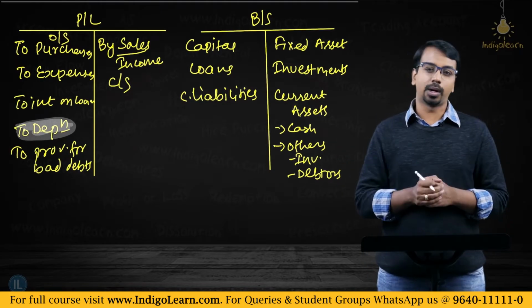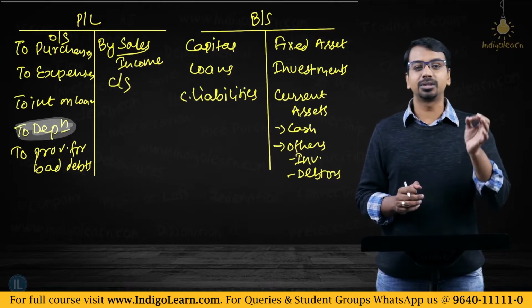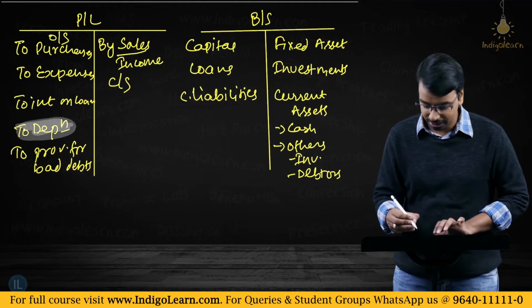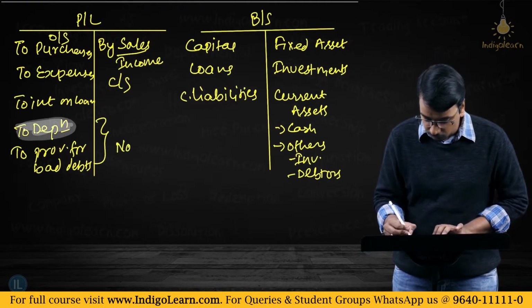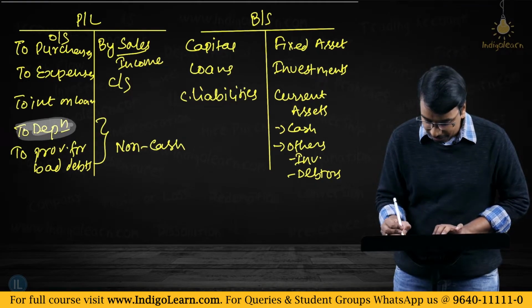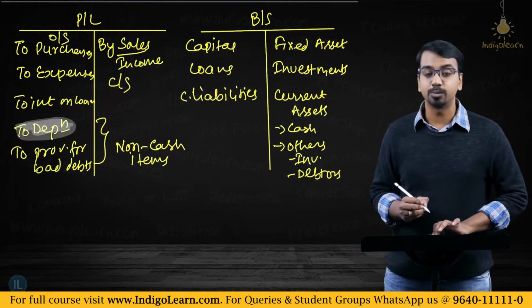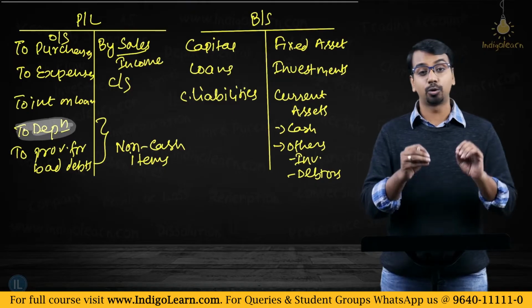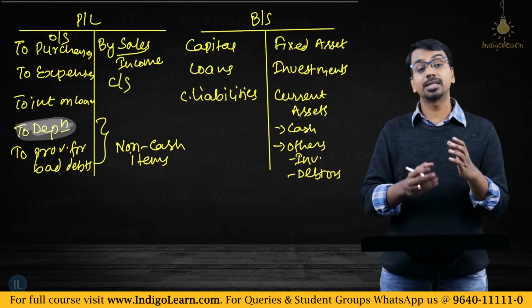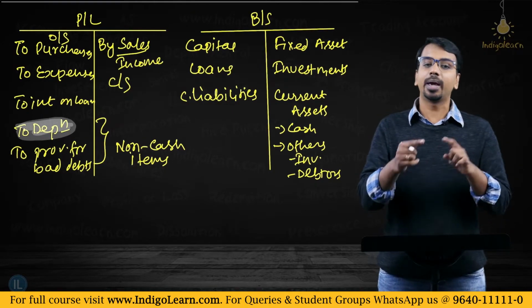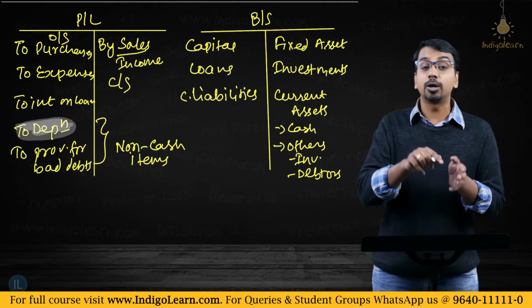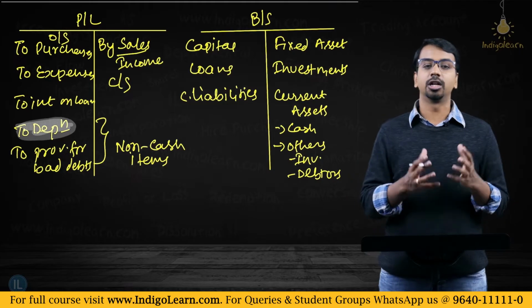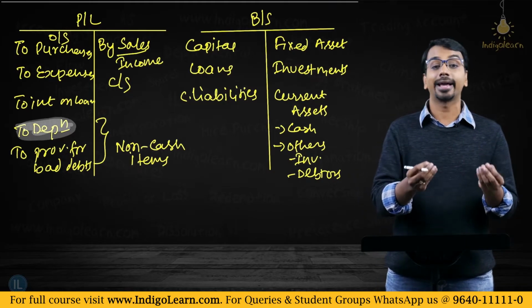So first thing that you need to understand is there are some items in the P&L account which are non-cash items, which will not result in inflow or outflow of cash either today or in the future. Now you may say, sir, for provision for taxation, we'll pay in the future, right? Now when you pay that, that will be separately shown as taxes paid. But for charging this expenditure, you will not get any cash inflow or cash outflow.